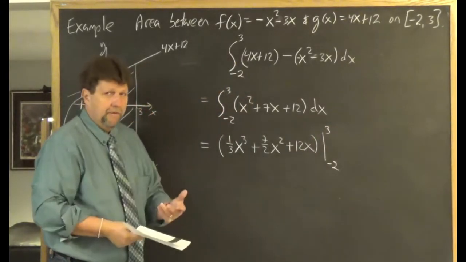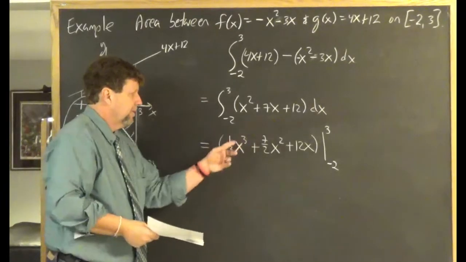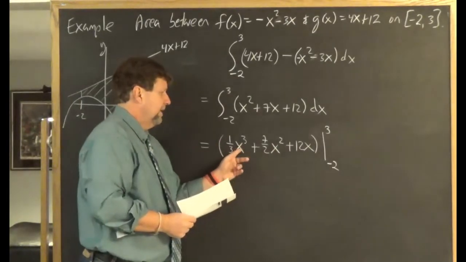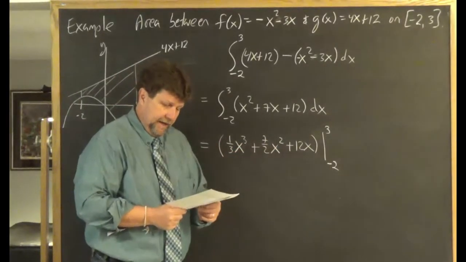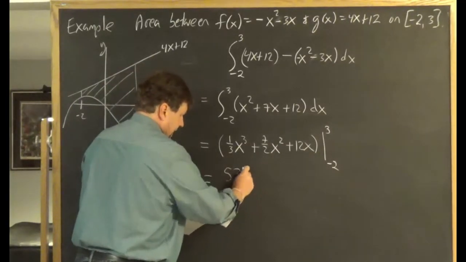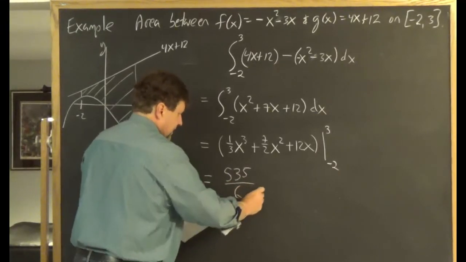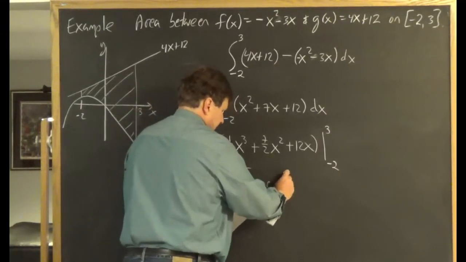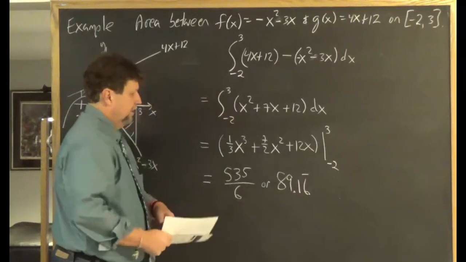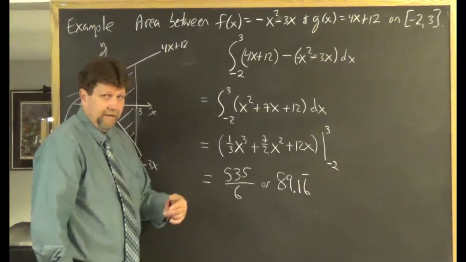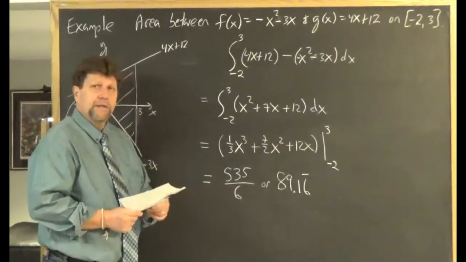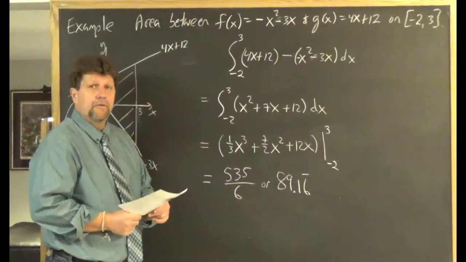So you have to use your fundamental theorem of calculus to evaluate it. Remember, the 3 goes in first for the x's, minus, then you put the negative 2 in for the x's. And if you do this correctly, you should get 535 over 6, or as a decimal, that's 89.16 repeating. I personally would probably just go with 535 over 6 because this is not an application. So that's what the area is between those two curves.